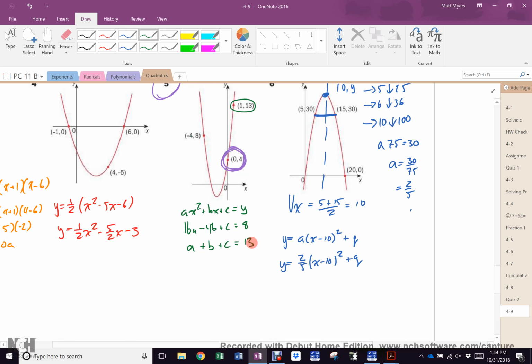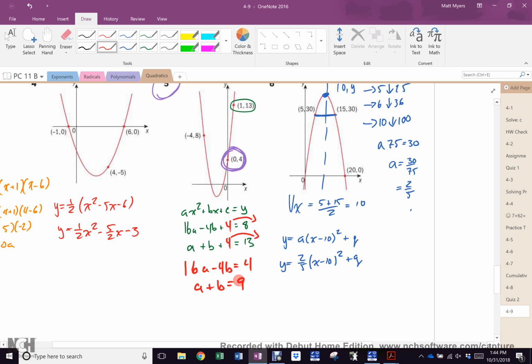Why? Because of what Jazzkarn said. What is c? 4. So what do I write here instead of c? 4. What should I do with that 4 and that 8? Move it over. Move it over. Giving me 16a minus 4b equals 4. And a plus b equals 9. And then you have a grade 10 system to solve. Right?